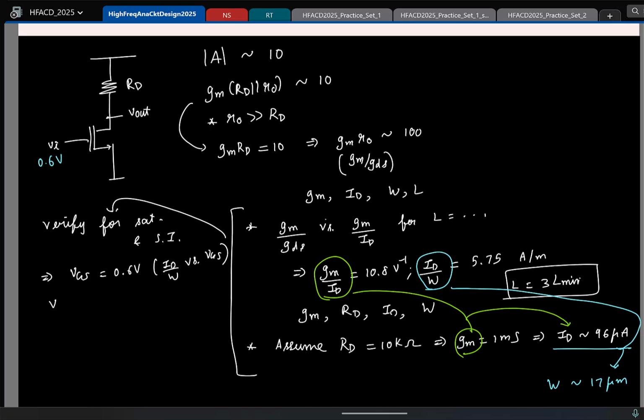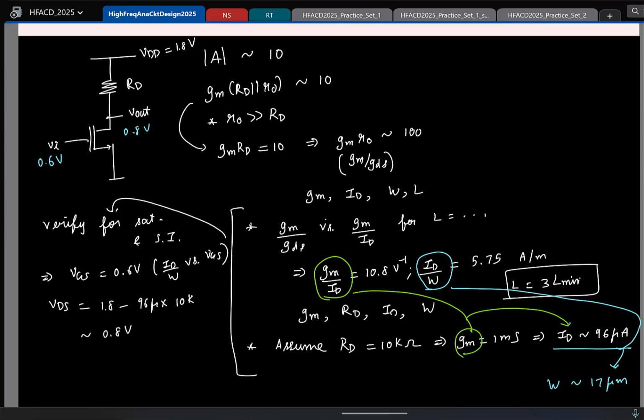I have to find VDS, and what is setting the VDS here? VDD minus ID times RD. VDD in this process was 1.8 volts. So that's 1.8 minus the current, 96 microamps, times 10k. You can work this out. This is roughly 100 micro into 10k, 0.1. So this is about 0.8 volts. So the drain voltage is 0.8 volts, and it is safely in saturation, no need to worry.